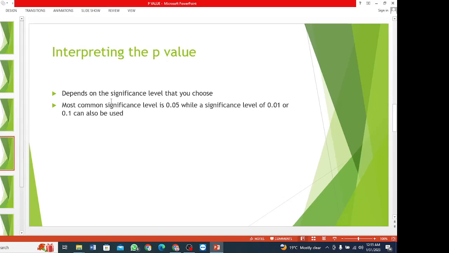So how you interpret your p-value will depend on the significance level that you choose. The most common significance level that is used is 0.05 or a 95% confidence level, or you can also use a 0.01 or a 99% confidence level, or a 0.1, which is also a 90% confidence level.